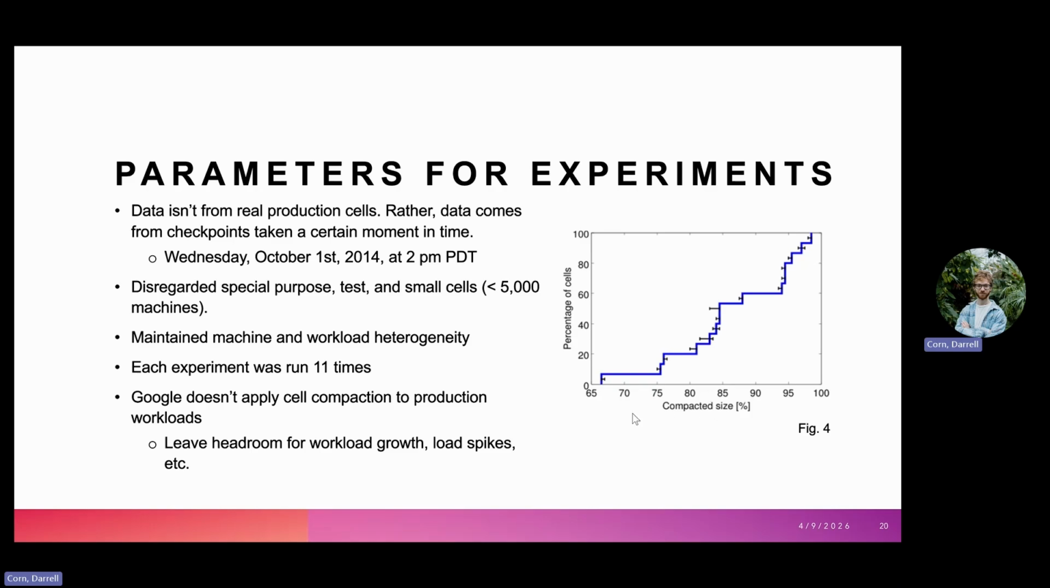And this is a cumulative distribution function, or CDF curve, which the authors use a lot in this paper. And it's a way to illustrate how the collection of machines responded to whatever is being tested here on the x-axis. And the x-axis here shows the size of the cells after compaction. So less than 10% of the cells greatly reduced in size, about 68%. On the other end of the spectrum, a few cells couldn't be compacted very much, and they remained at about 100% of their original size. However, most cells here in the middle, they compacted to around 70 to 85% of their original size.